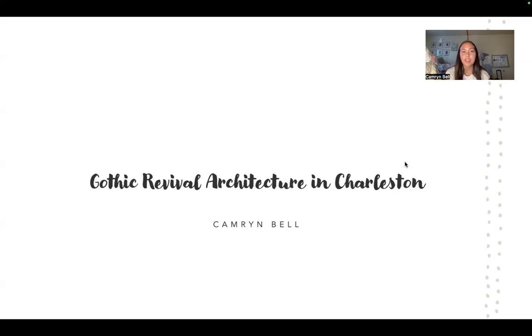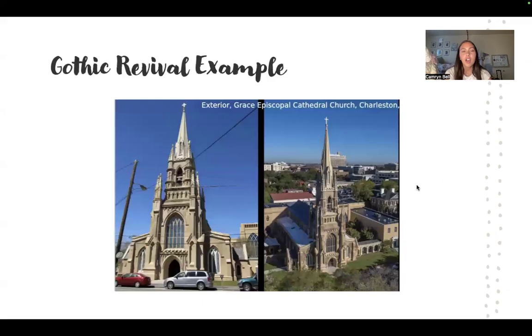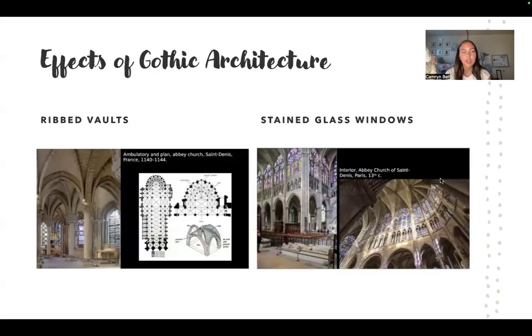Hello, so today I'm going to be talking about Gothic Revival architecture in Charleston. I'm going to be looking at the example, which would be Grace Episcopal Church, located on Wentworth Street. We're going to look at the interior and the exterior as well as compare it to some other churches. Some effects of Gothic architecture as it was on the rise.